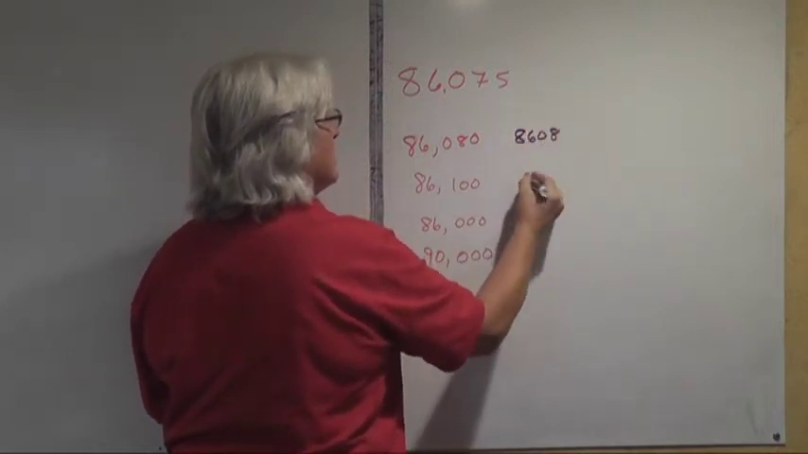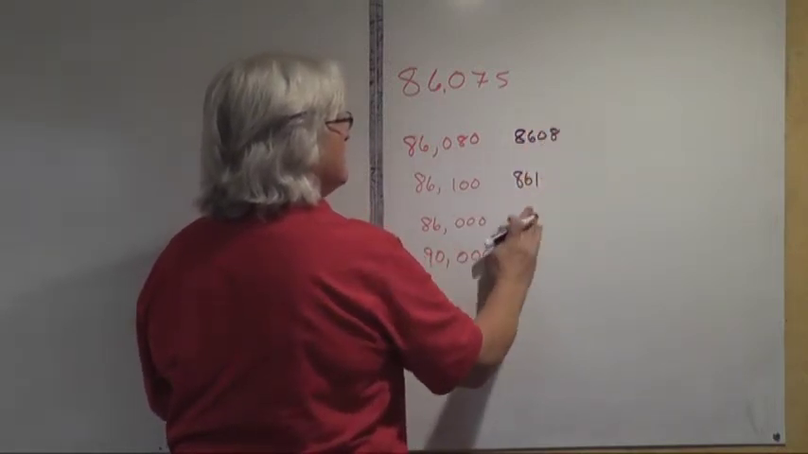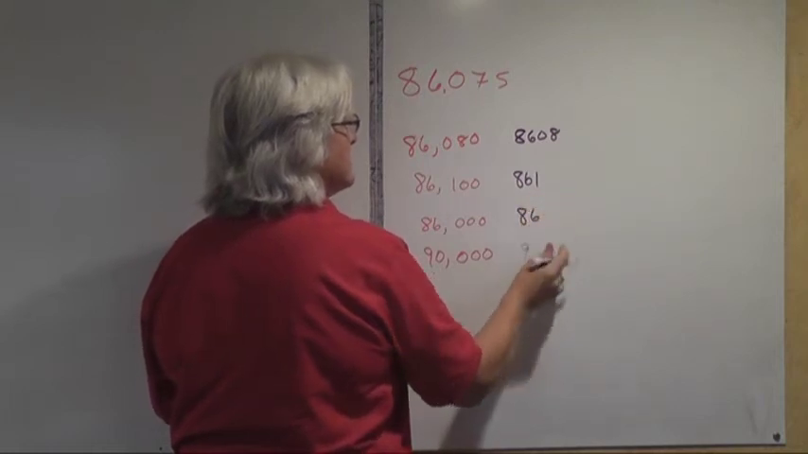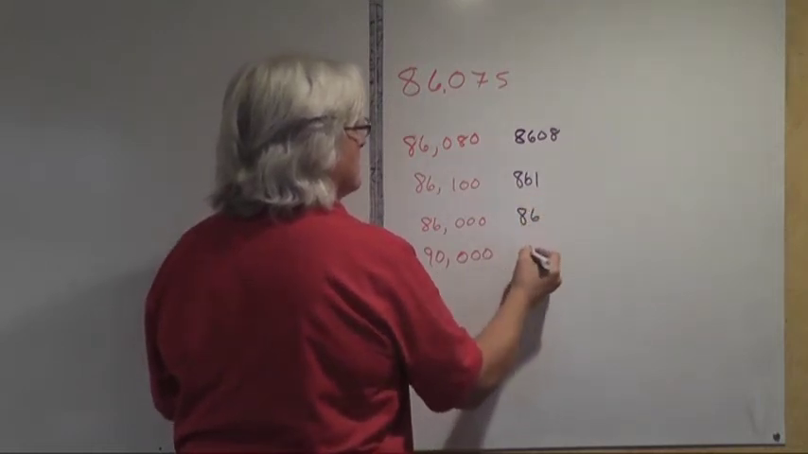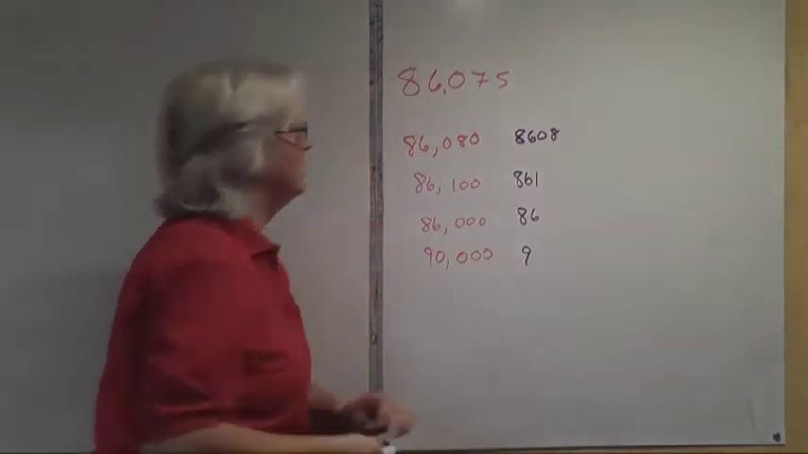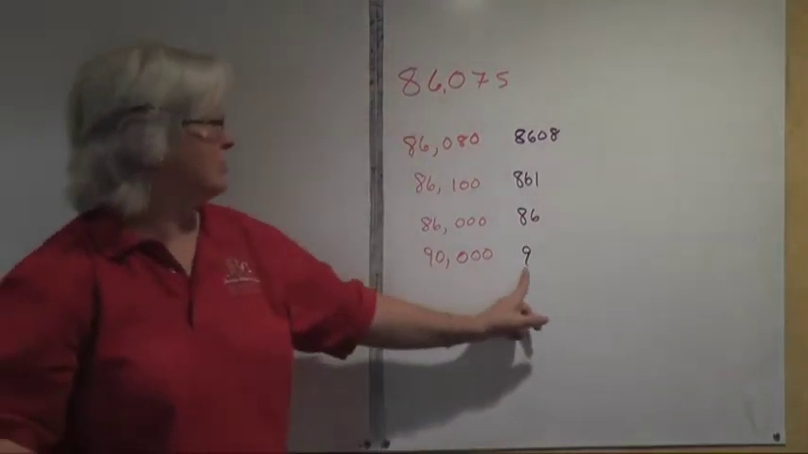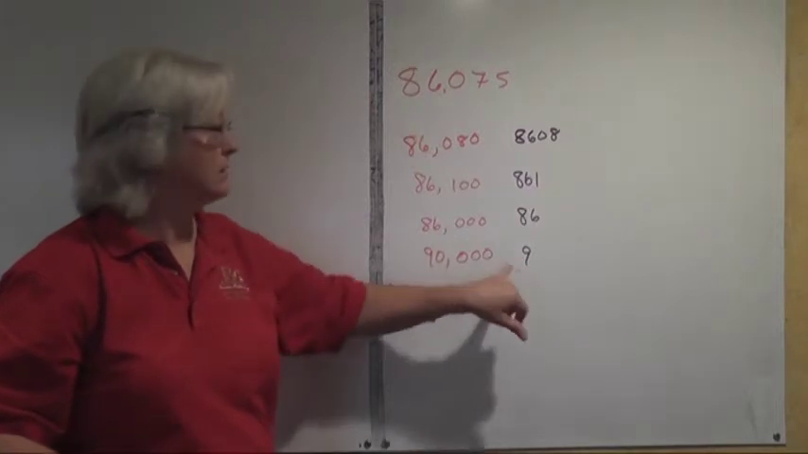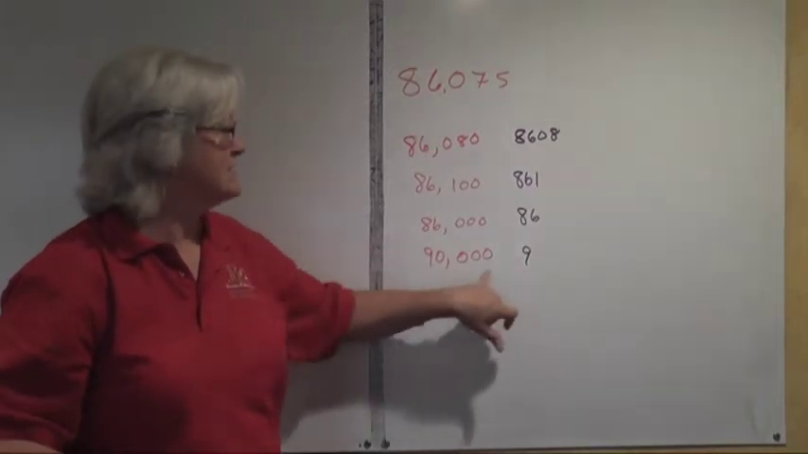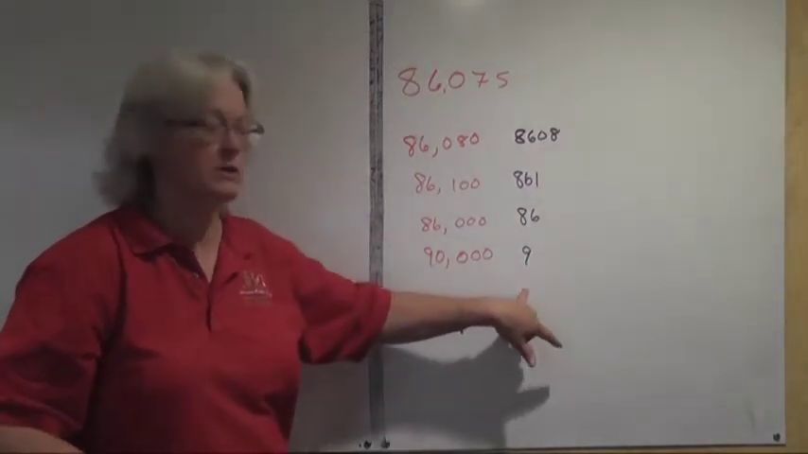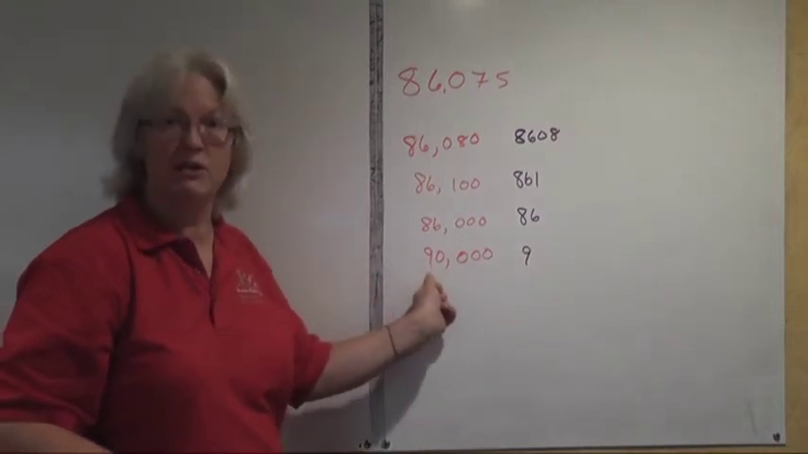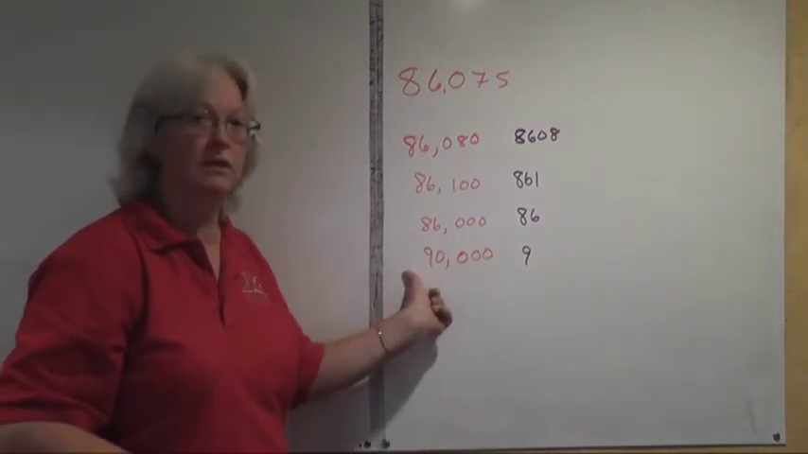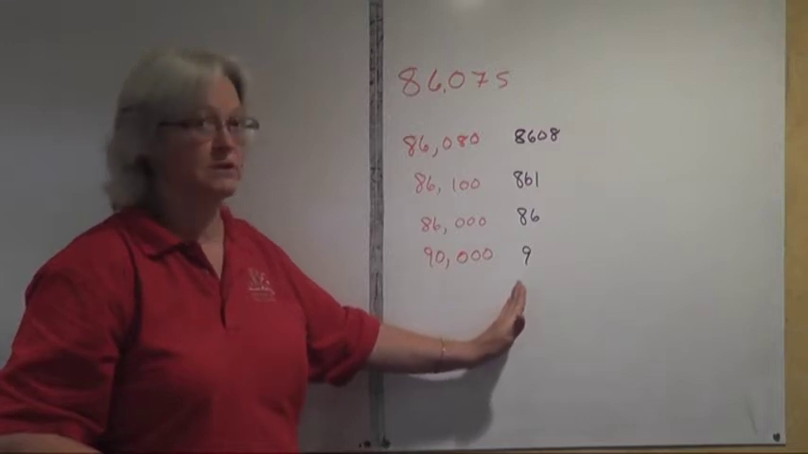8608, 861, 86, and 9. Obviously this number is not 9. We know it's 90,000, but that's because we have these zeros here telling us that the digit is in the 10,000s place. So we have 9 times 10,000, or 90,000.